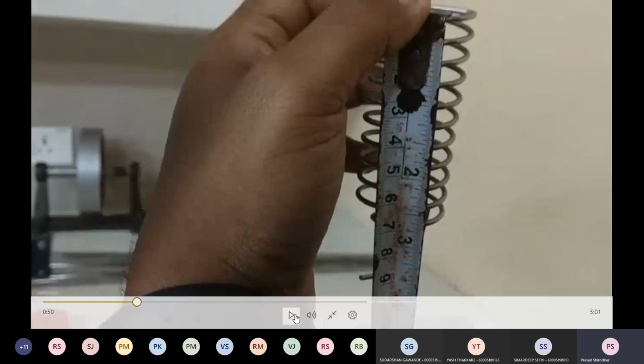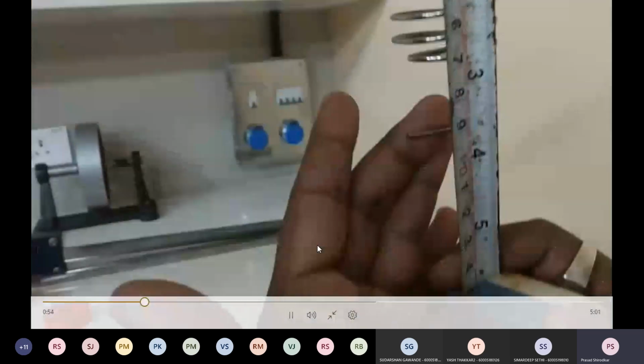So all of you, in your rough journal, note down the initial length of the spring. You are able to hear my instructions, right? Yes, sir. Okay. So step by step, whenever I give an instruction, note down the corresponding reading in your rough journal. All right, I will continue. So all of you please make a note of it. That is the initial length.